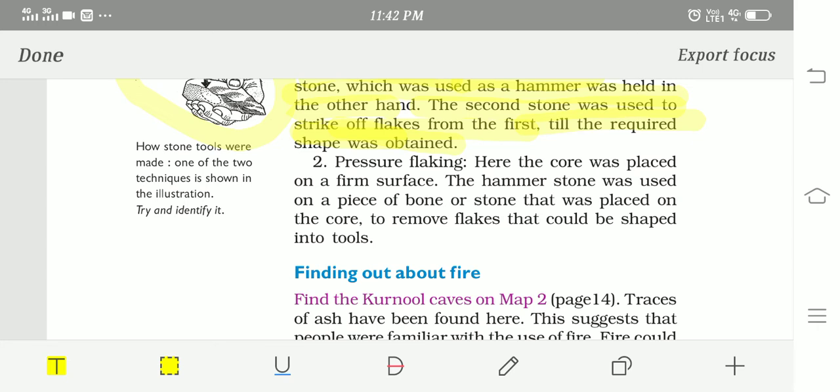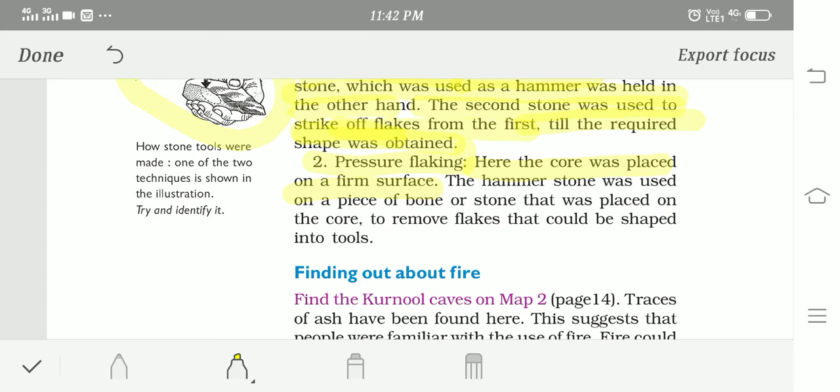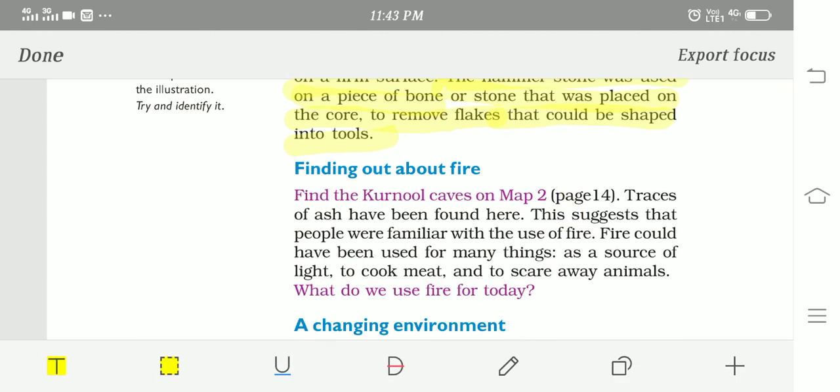Now the second one is pressure flaking. So by the pressure, like you can put some kind of bone or something on that surface, you will put it there. See, pressure means it is about how much pressure you will give. Here the core was placed on a firm surface. Now in the earlier one, the first technique is one hand one stone, second hand second stone, but here they are saying that they will put the pebble or the stone on the surface, not on the hand, and they will pick a hammer stone or a piece of bone, like a hammer. In the earlier technique they are holding the complete stone, but in this one they are using a hammer kind of stone and they are going to pressurize the stone that was placed on the core to remove flakes that could be shaped into tools. So this is different. This is the technology of the hammer in one hand.